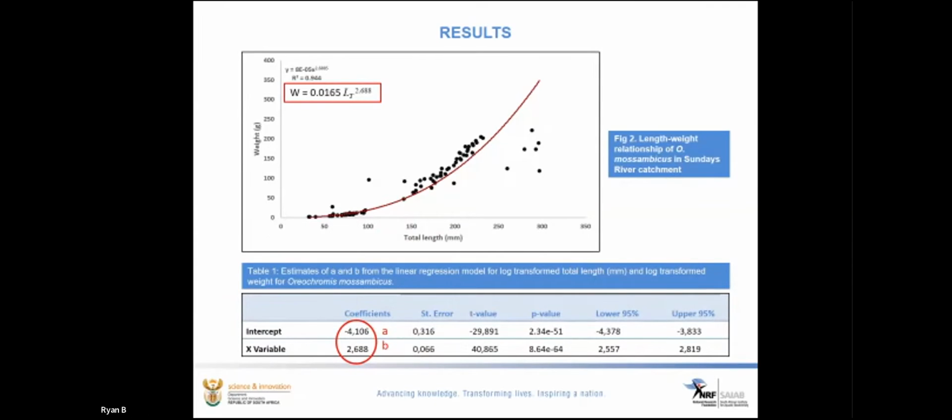The length-weight relationship showed an increase in weight with an increase in total length. The model showed a good fit on the transformed data, with the goodness of fit indicated by R squared equal to 0.944, and the growth exponent parameter b was equal to 2.688, showing an allometric growth for Oreochromis mozambicus.